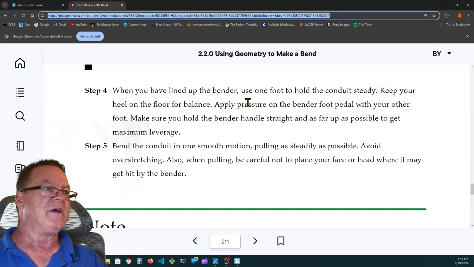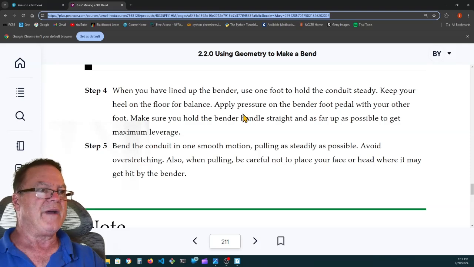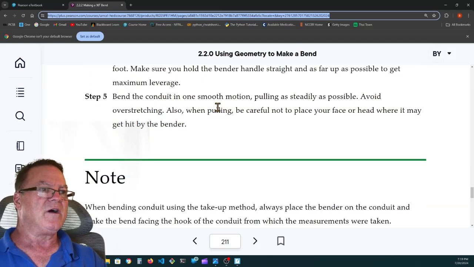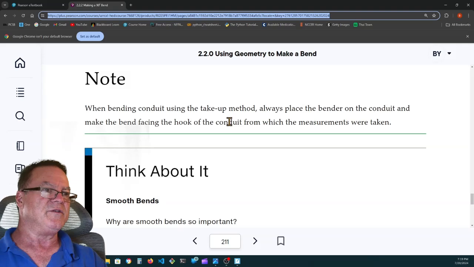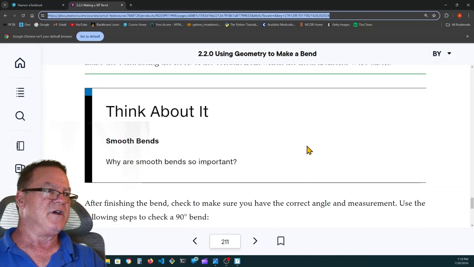Step 4, when you have lined up the bender, use one foot to hold the conduit steady. Keep your heel on the floor for balance. Apply pressure to the bender foot pedal with your other foot. Make sure you hold the bender handle straight and as far up as possible to get maximum leverage. Bend the conduit in one smooth motion, pulling as steadily as possible. Avoid overstretching. Also, when pulling, be careful not to place your face or head where it may get hit by the bender. So, when bending conduit using the take-up method, always place the bender on the conduit and make the bend facing the hook of the conduit from which the measurement was taken.